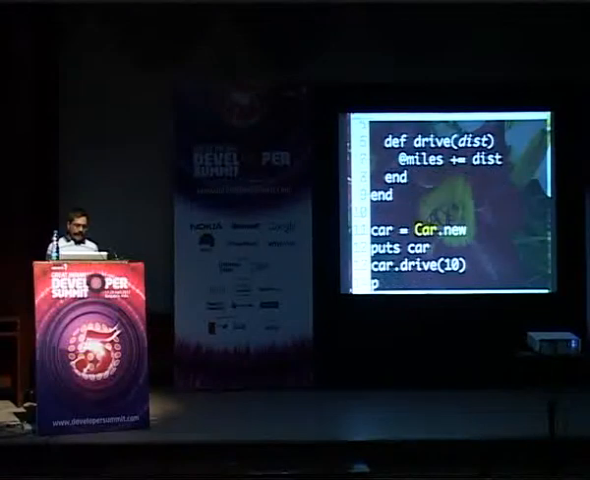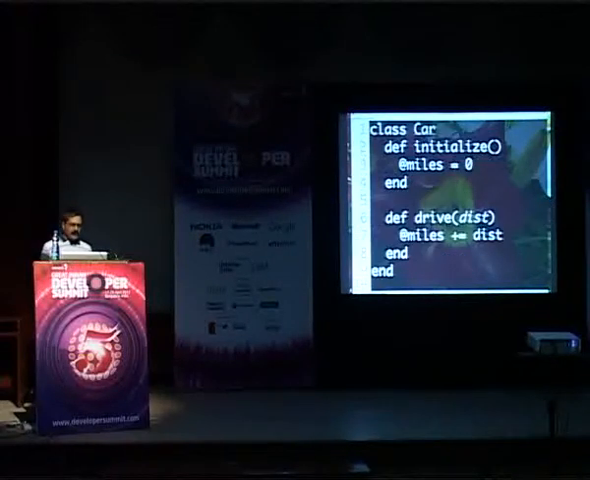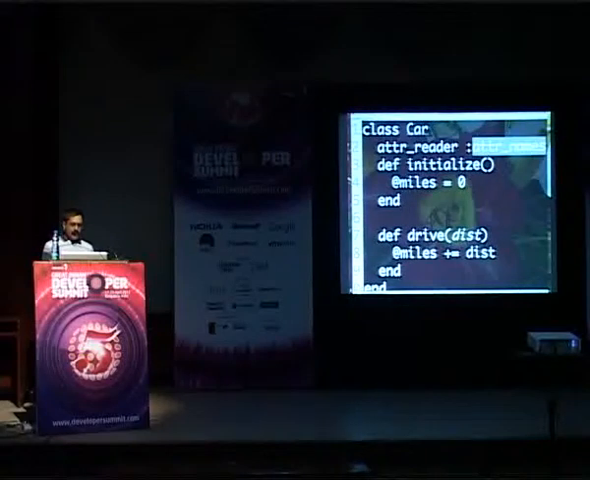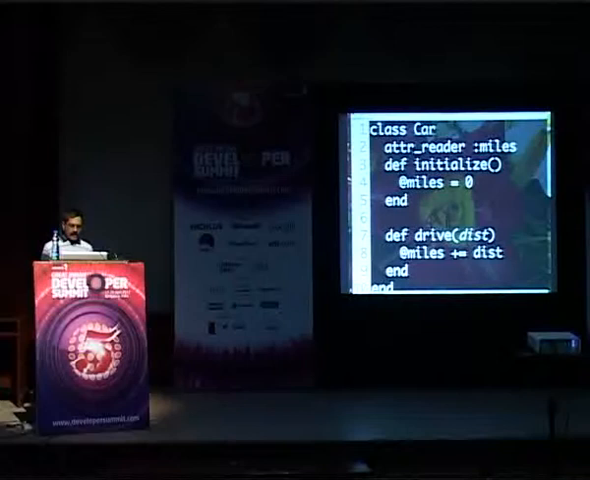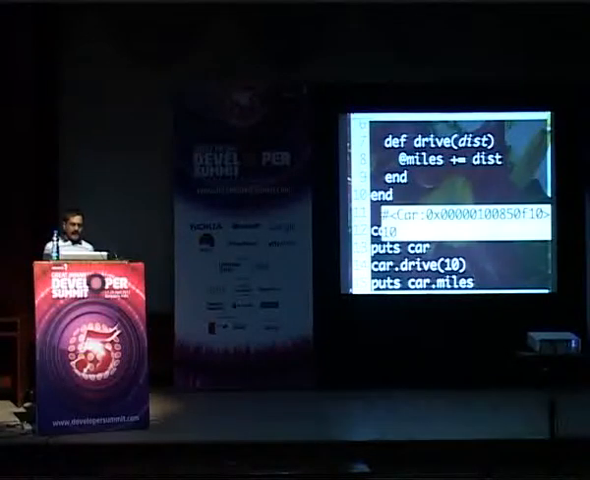And I can now say, what is the miles driven, right? I could ask the car for the miles driven. We'll come back to it. So the car was able to drive, it changed the miles, but how do I get the miles really? I can define an attribute reader for the miles itself and get the value. So now I can say car.miles to print the value of miles.